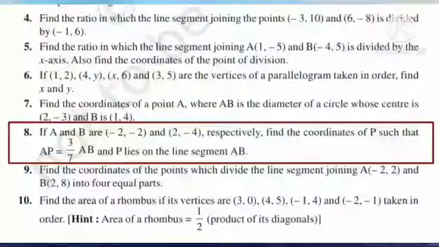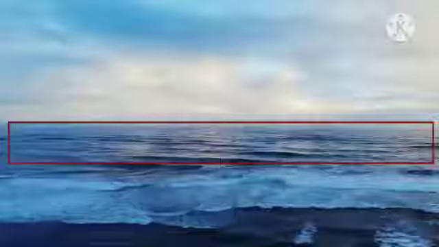If A and B are (-2, -2) and (2, -4) respectively, find the coordinates of P such that AP equals 3/7 of AB and P lies on the segment AB. So let us try to solve this.